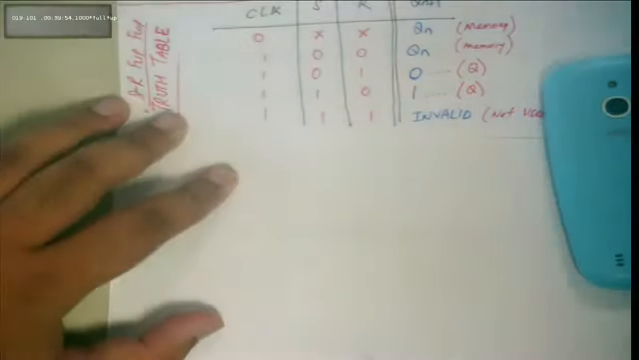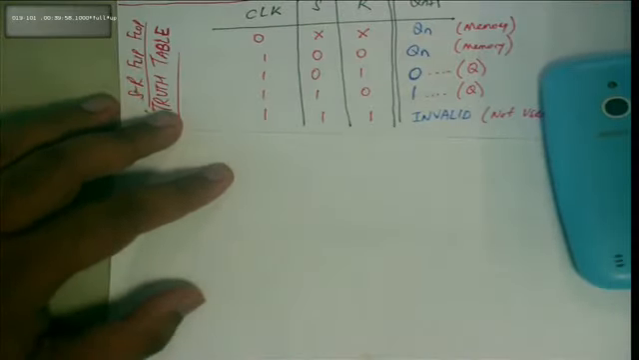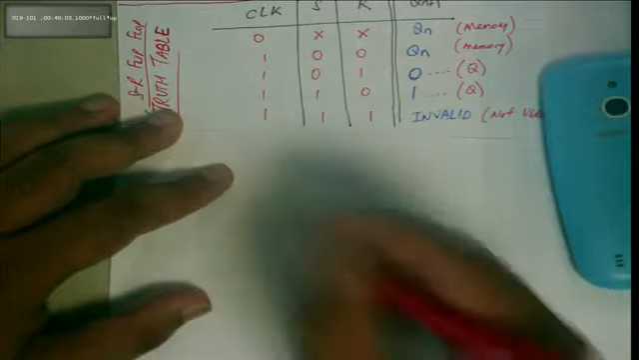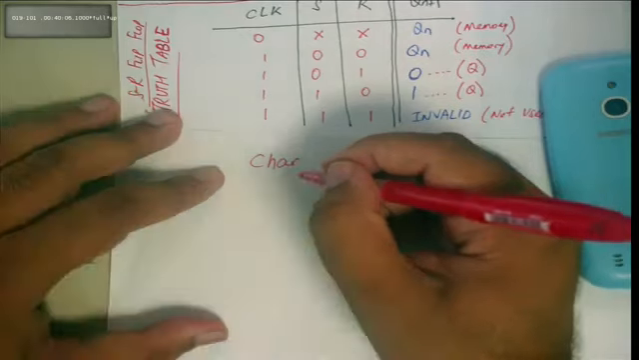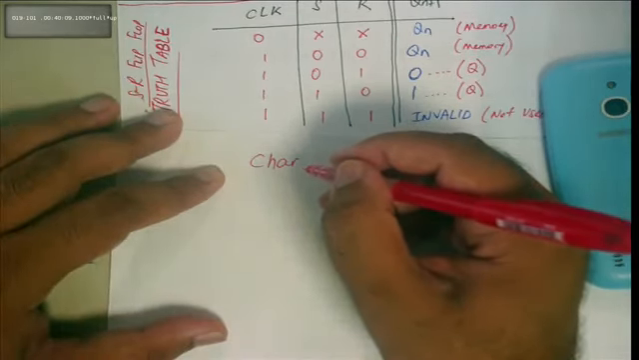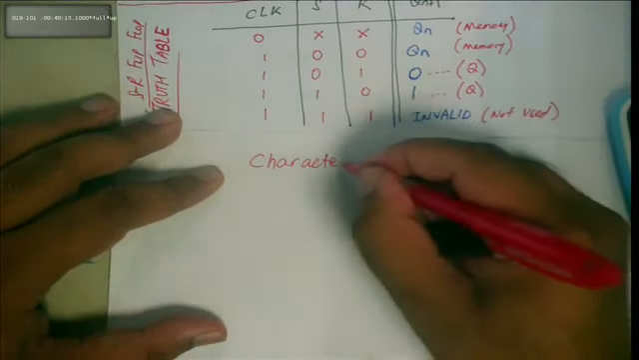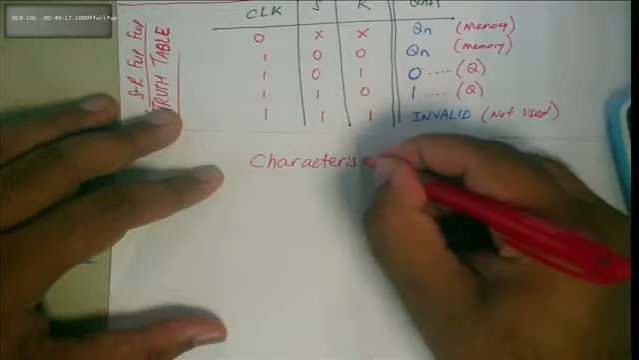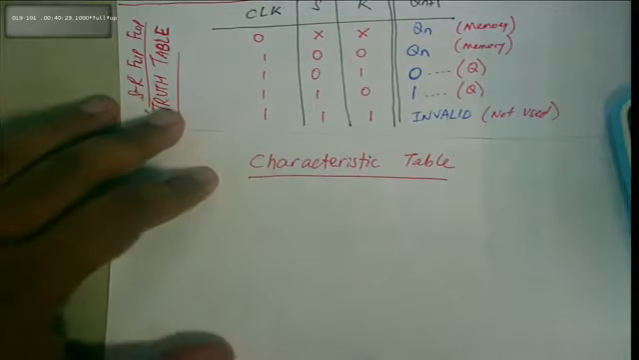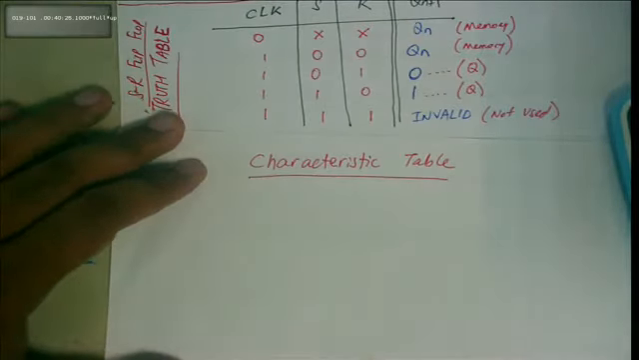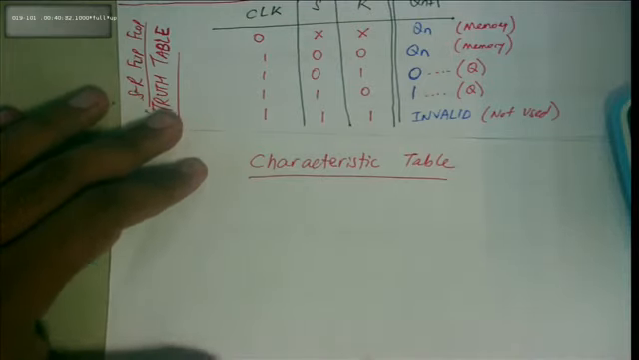All right, guys. Now we move to, maybe I show you an easier intermediate table beforehand. It's called the characteristic table. How do we get to the characteristic table? And I'm going to show you there's 4 different types of flip-flops. If you can master this one, all the others will start to become really, really easy.